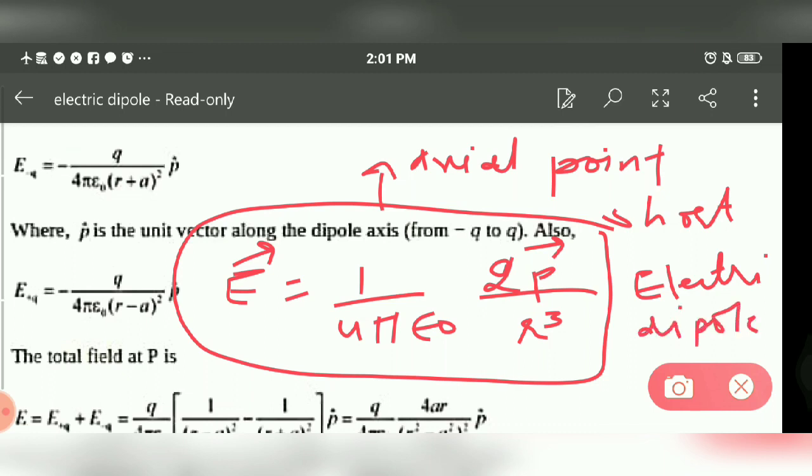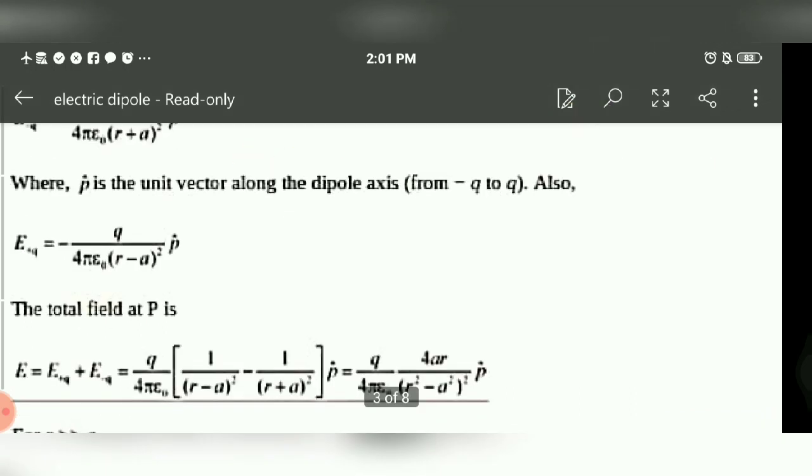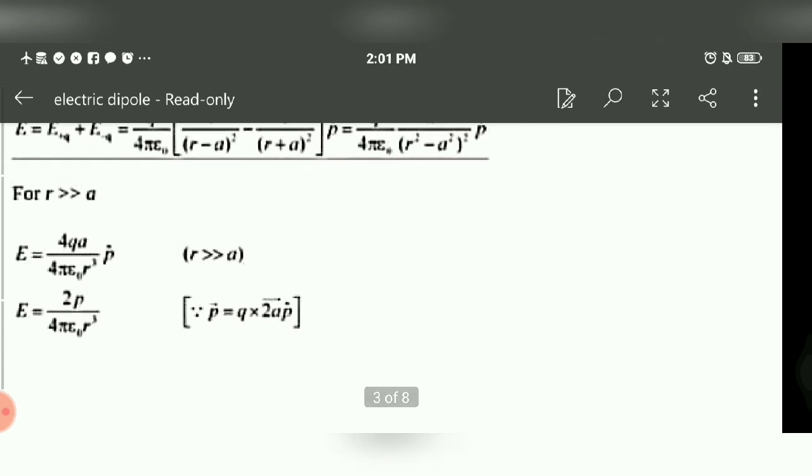So this is the case with electric dipole, electric field due to electric dipole on the axial point. Now we are going to discuss equatorial in the next. So this is the result. You can see E is equal to 2p over 4 pi epsilon naught r cube. This is for the short dipole.